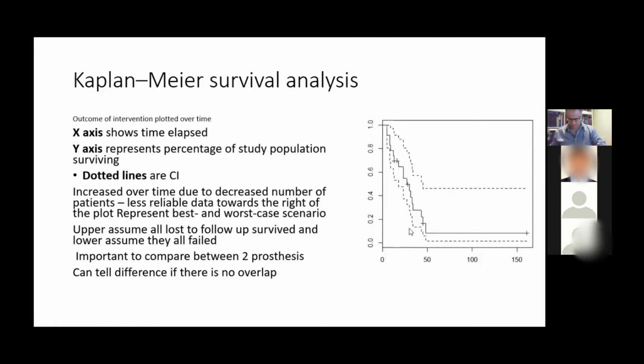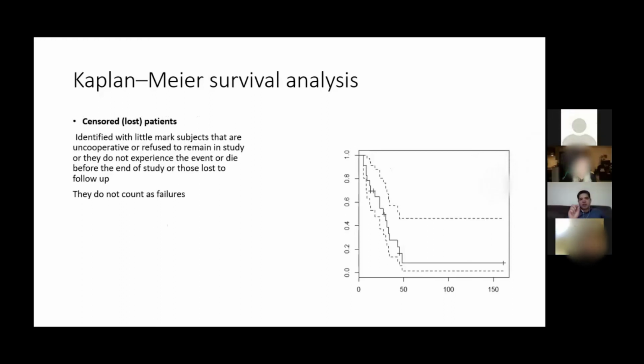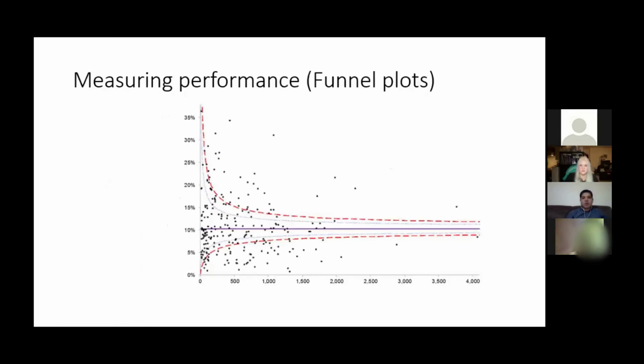So you have steps here, and this is the line. Not all of these are failures: if a patient is lost to follow-up or refused to participate after that, that's not a failure, but we call that a censored lost patient, or a positive outcome. The censored lost patient is identified with a small mark. Some patients refuse to do follow-up.